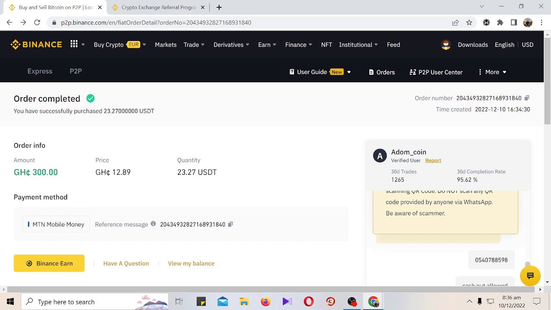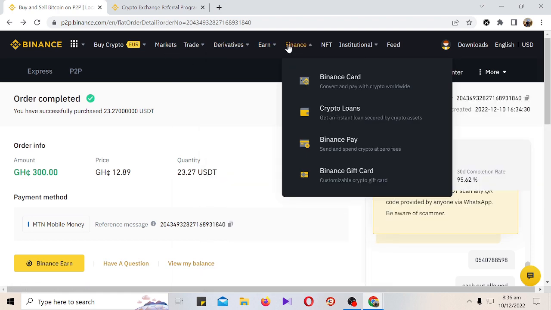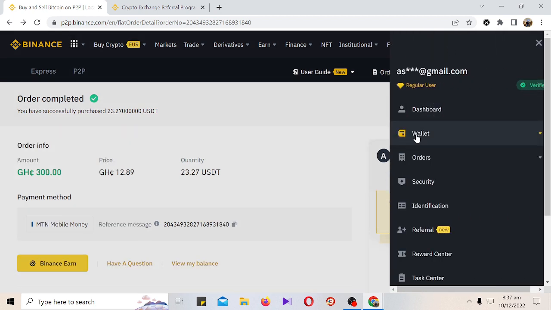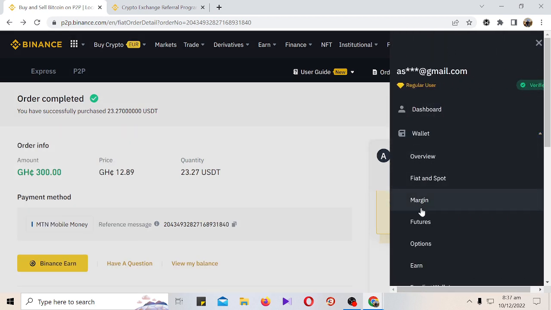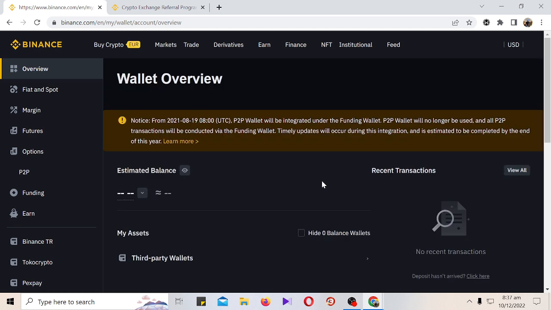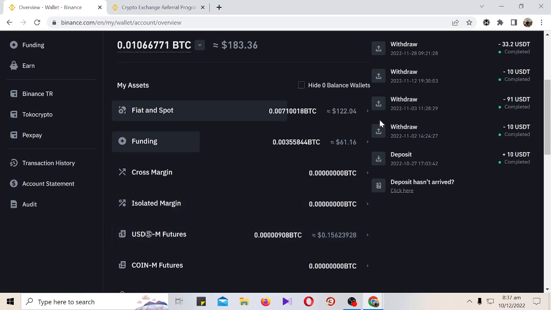Now what we can do is go to our derivative account, but before that let's transfer crypto to our Binance wallet. If I go to wallet here, then I click on overview. You see my account has increased from 160 to 183. So now I have 183 USDT in my Binance account.